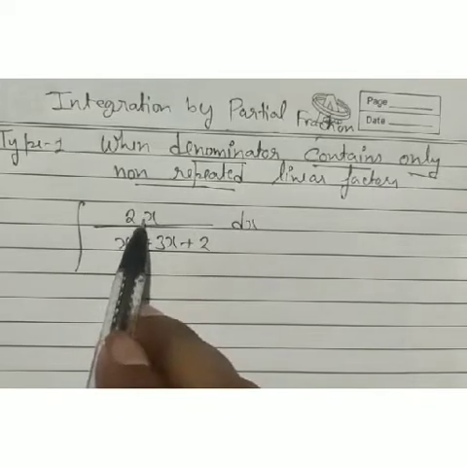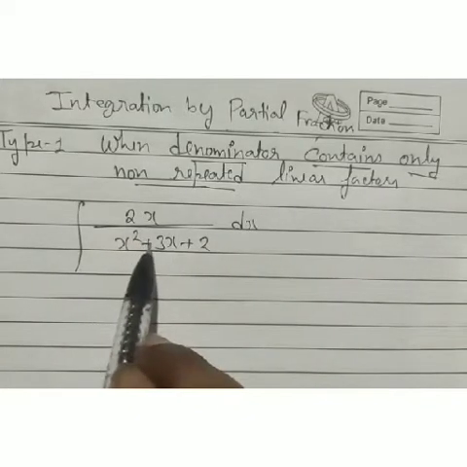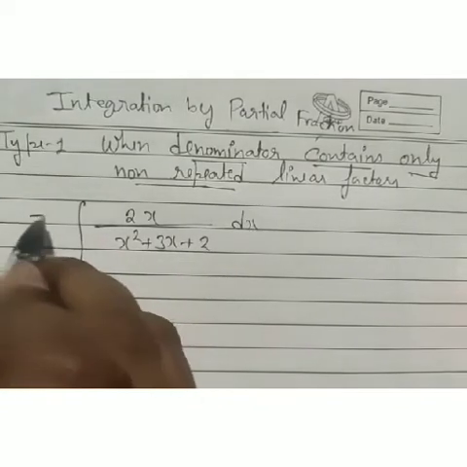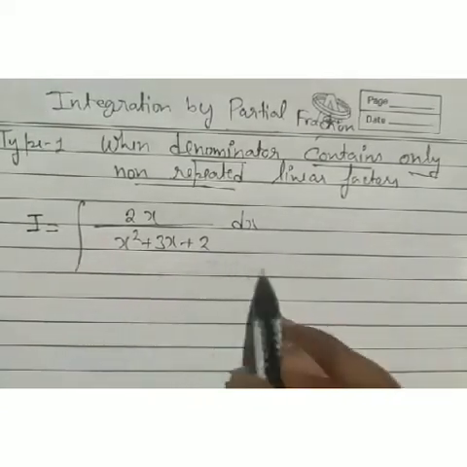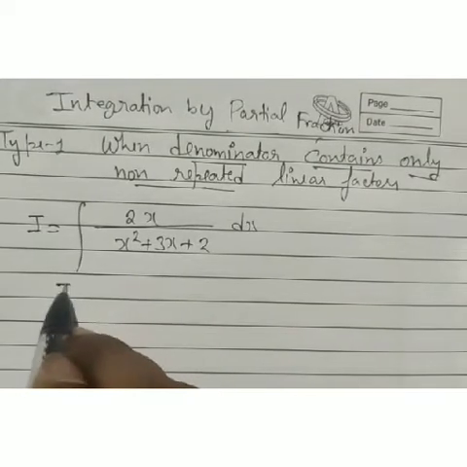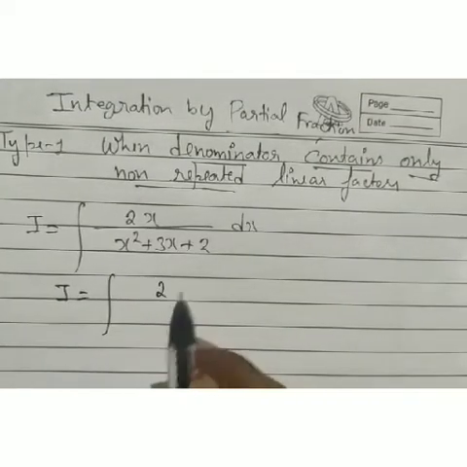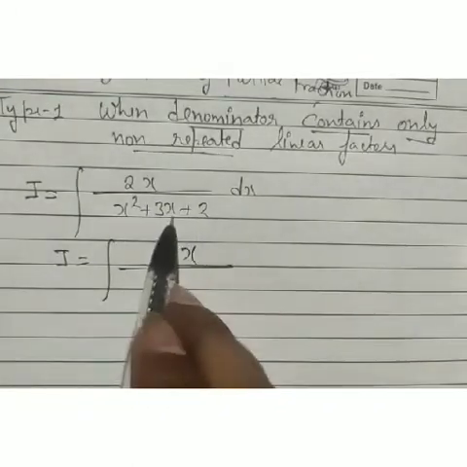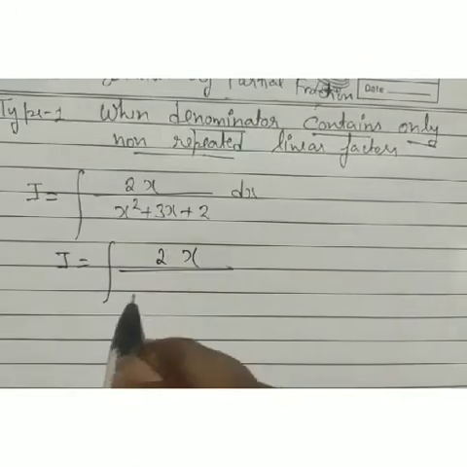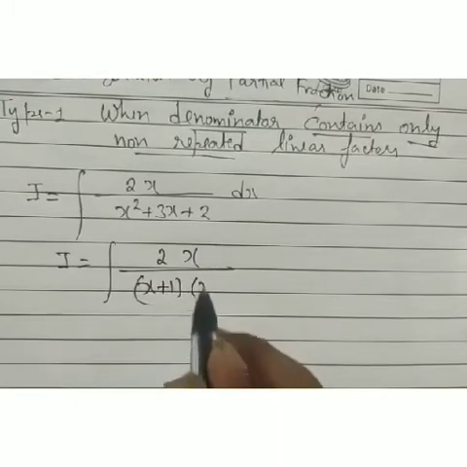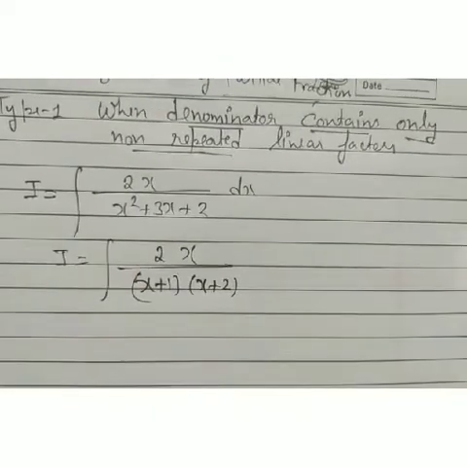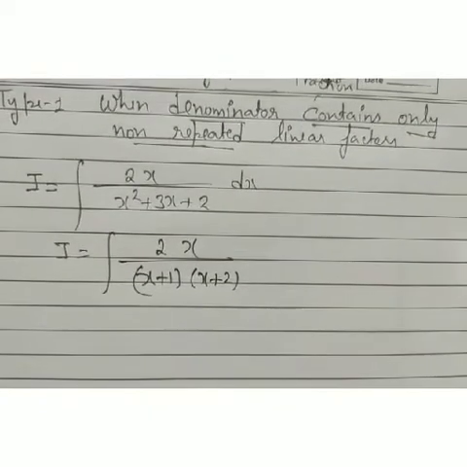Now we have an integration of a rational function. The numerator contains 2x, and the denominator is a quadratic that we can factorize. Take its value as I. Now this I can be written as: what is the factor of x square plus 3x plus 2? Factors of 2 such that the sum is 3, so we have x plus 1 and x plus 2. Now we have factorized it: x square plus 3x plus 2 as a product of x plus 1 and x plus 2.